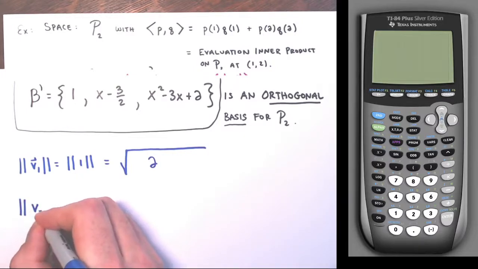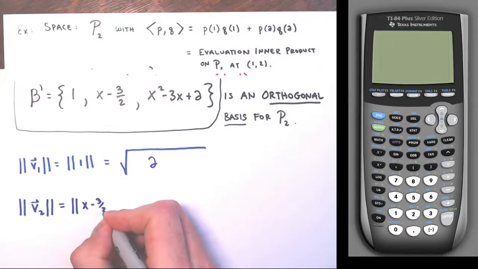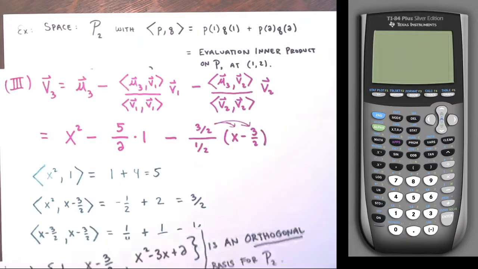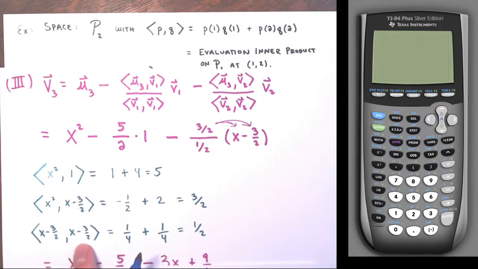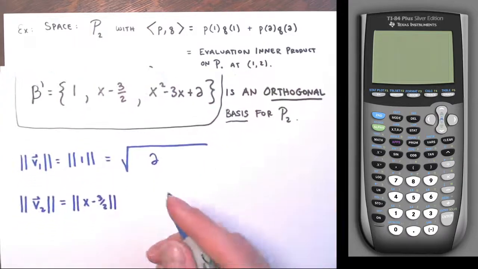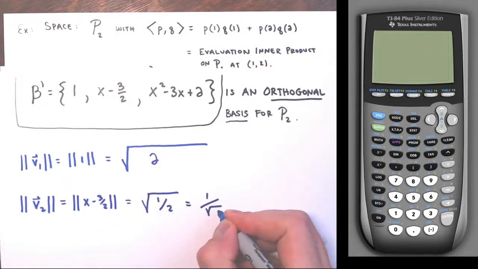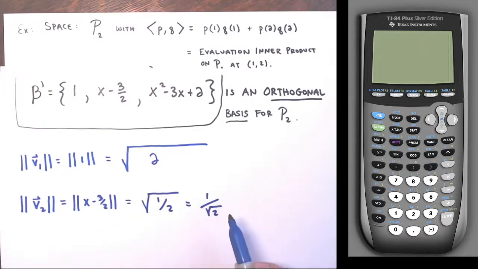And what's the norm of vector 2? That's the norm of x minus 3 halves. I did this one earlier. I did the inner product of x minus 3 halves with itself. I got a half. So the norm will be the square root of a half, which is 1 divided by the square root of 2, or square root of 2 over 2. But what I'm going to do is take this and multiply by the reciprocal of this. So I'll multiply the second vector by the square root of 2. Okay, and now the norm of vector 3, I do not know.